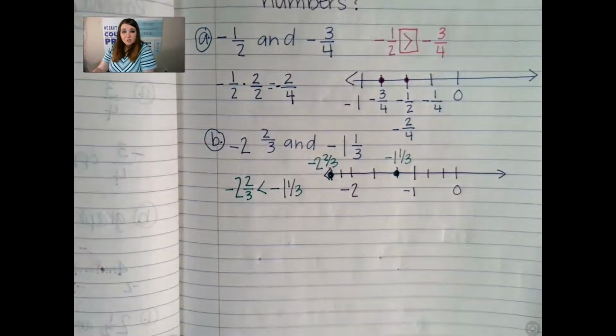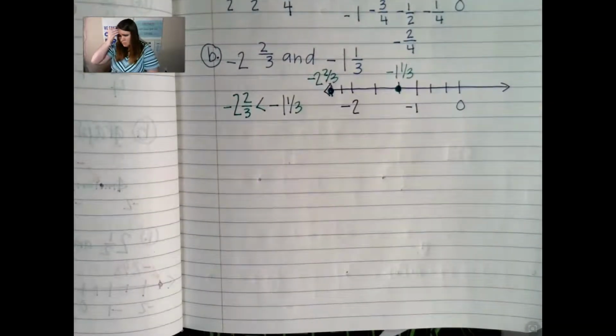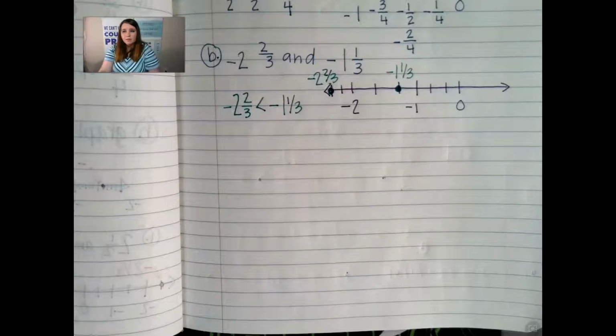All right, let's do some decimals now. We'll do some decimals and then we'll do our triads at the very end. Okay, so let's look at a decimal example.